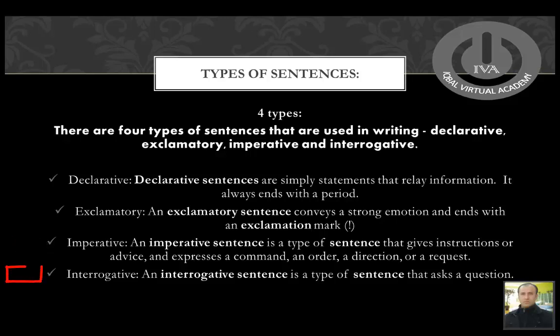Next is the interrogative sentence. So what is an interrogative sentence? Let's discuss. An interrogative sentence is a type of sentence that asks a question, like what are you doing? And it ends with a question mark.